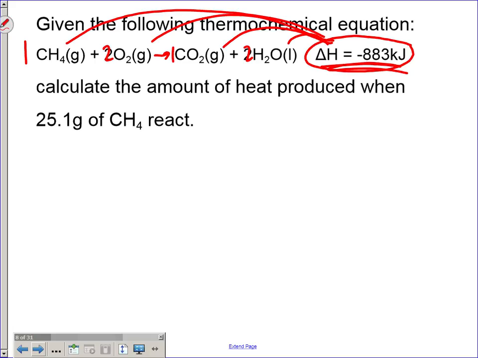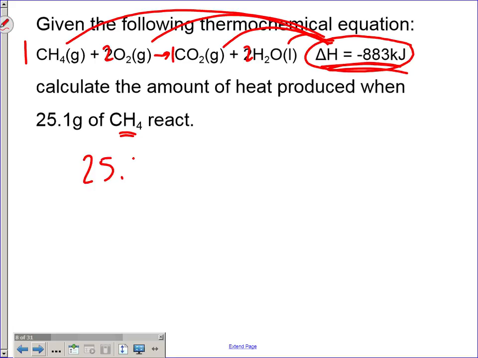Okay, so in this case, it's still referencing methane, nothing else, so it makes it kind of easy because that's per 1 mole of methane. So calculate the amount of heat produced when 25.1 grams of methane react. What do you want to start with?